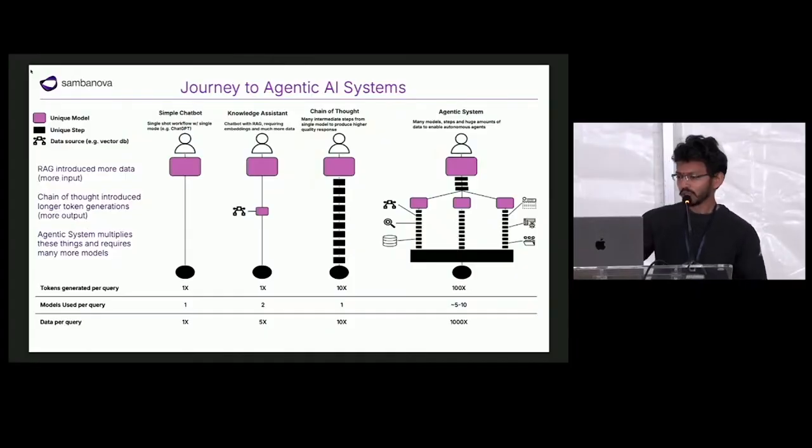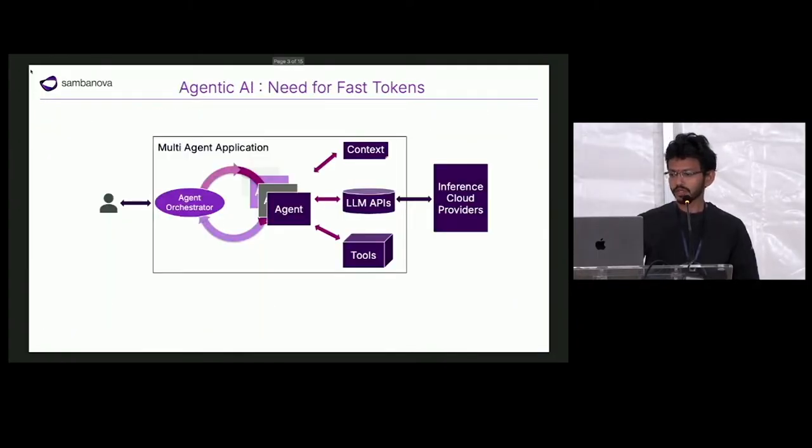I work at SambaNova Systems, and today I will talk about SN40L. That's the chip that we've built, and how it enables Agentic AI. So I'll not go into this slide. Jay already talked about it, and multiple others have already talked about the journey towards these Agentic AI systems.